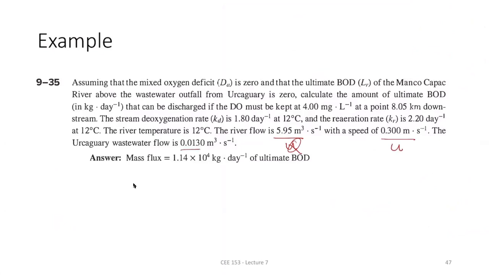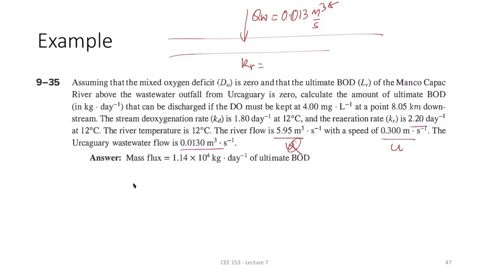Wastewater flow is basically the amount of waste falling into a river. So Q waste is 0.1013 meter cube per second. Again, you have to see this is the flow rate, not distance or velocity. And the aeration rate Kr is given, 2.22 per day, and Kd is also given here, 1.8 per day.